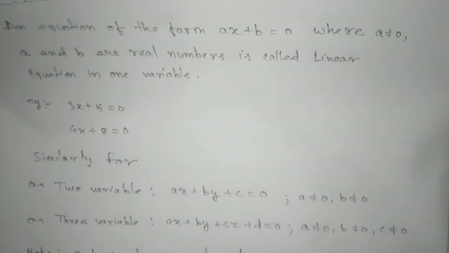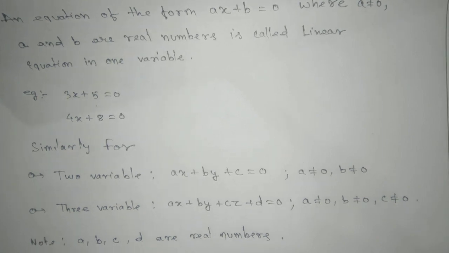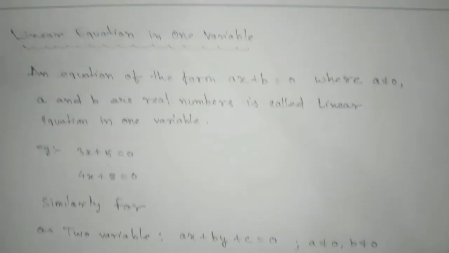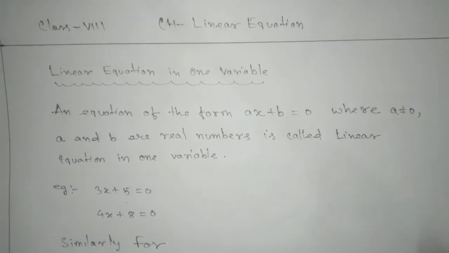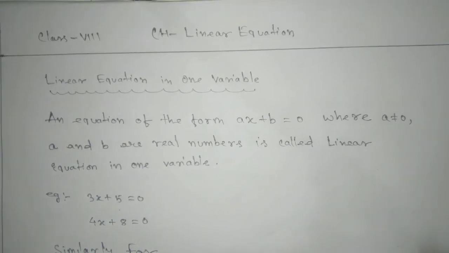Similarly, if we go for two variables, ax plus by plus c equals 0, a should not be equal to 0, b should not be equal to 0. And for three variables, you can see the presentation. So generally in our syllabus we have only the first one, that is linear equation in one variable.